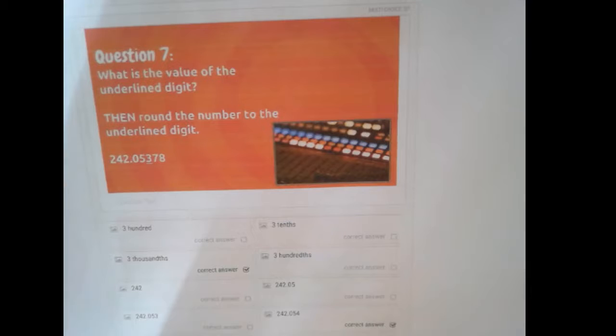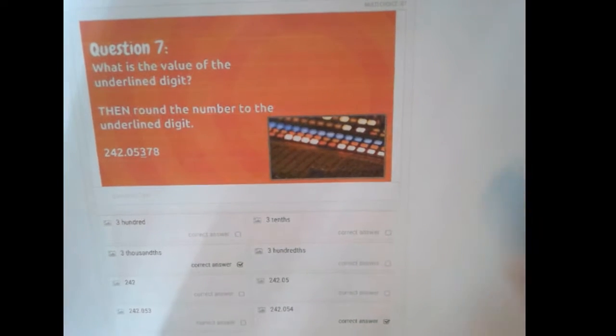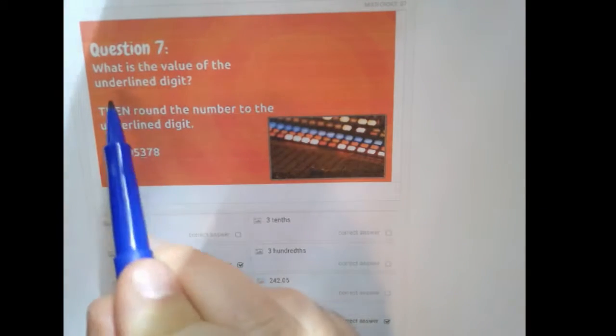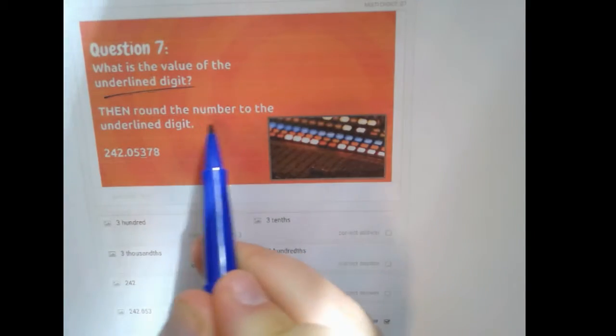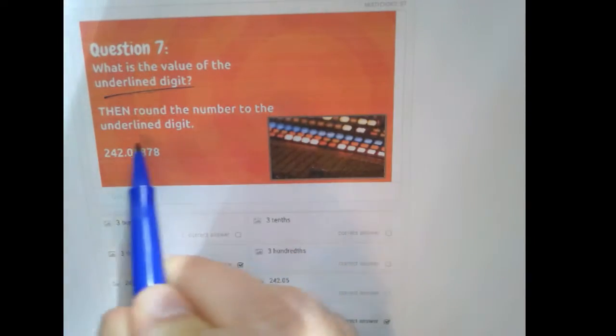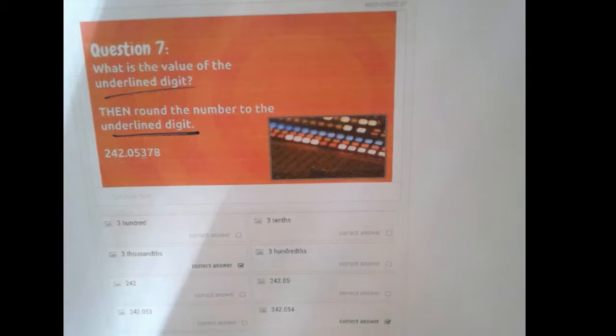All right, on to question 7. What is the value of the underlined digit? So we have to check 2 things here. What is the value of the underlined digit? Then round the entire number to the underlined digit.